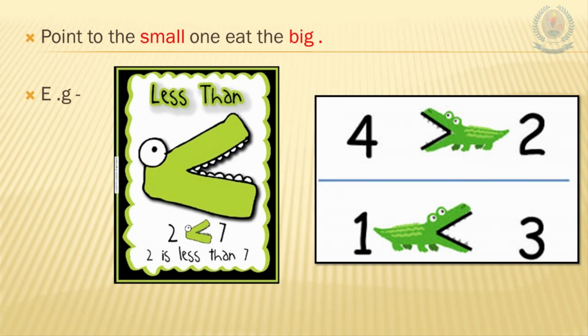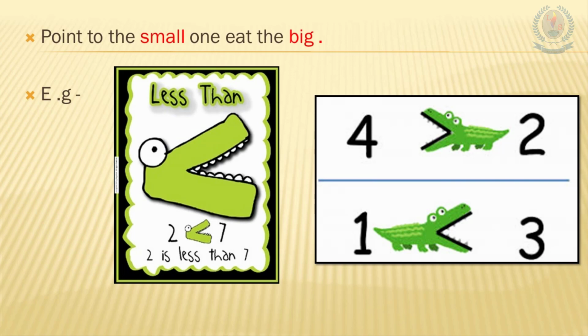So I have shown you some examples to clear this out. First one is less than. 2 is less than 7. So the symbol is pointing to the smaller number, that is number 2. And the next example is 4 is greater than 2. And the last one is 1 is smaller than 3. Here you can see 1 is smaller than 3. That symbol is pointing to the smaller number.